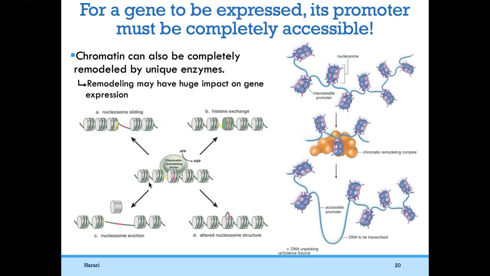And more so than just acetylation and methylation, chromatin can be completely remodeled. So there are some enzymes that can slide a whole nucleosome over to expose a gene. Some can just eliminate a nucleosome altogether or change the structure. So there are these huge complexes called chromatin remodeling complexes that can interact with chromatin and kind of move the genes around to make certain promoters accessible to RNA polymerase, so the DNA can be transcribed.